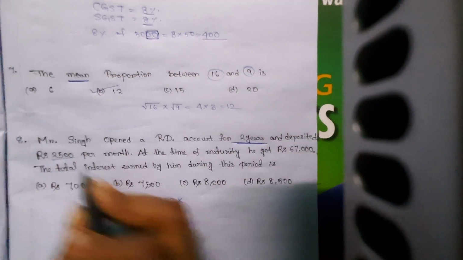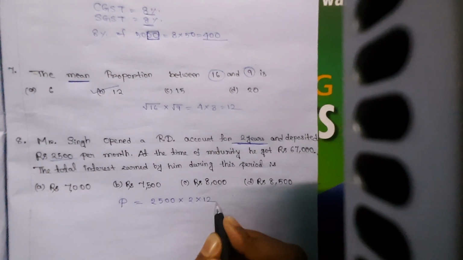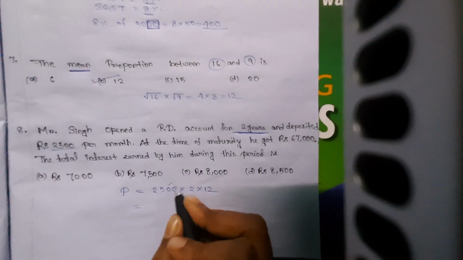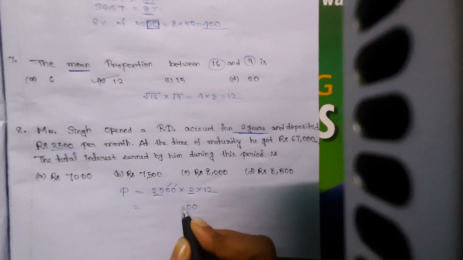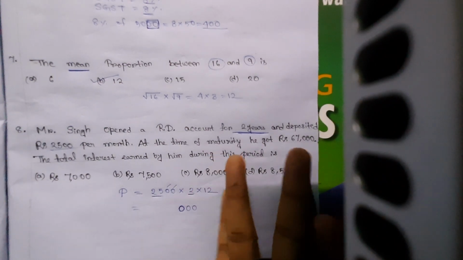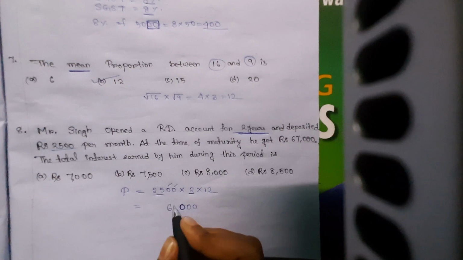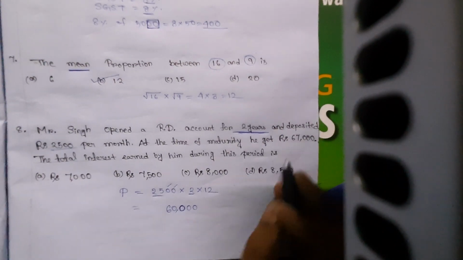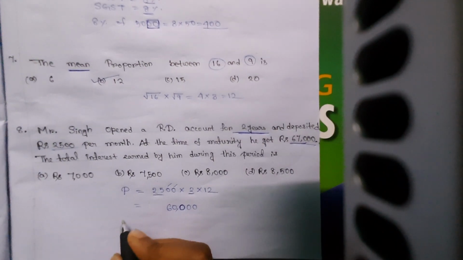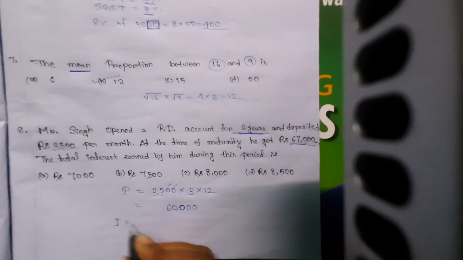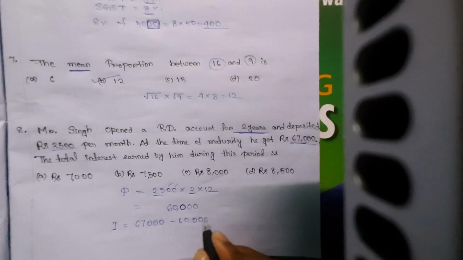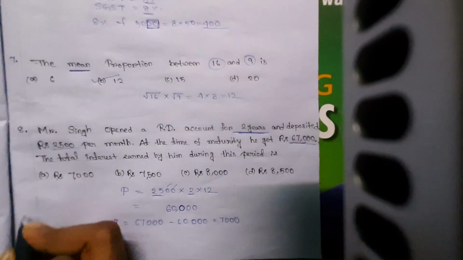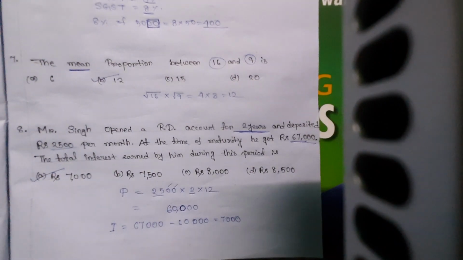2 years means how many months? 2 into 12 months. In this calculation, you can use a shortcut. Put this 0 here. Now 25 into 12 is 300, put this 0 here, again you get 6. So your principal is 60,000 and your amount is 67,000. Therefore, your interest earned is 67,000 minus 60,000, that is 7,000. So your answer will be 7,000, that is option A. Rupees 7,000 will be his interest.